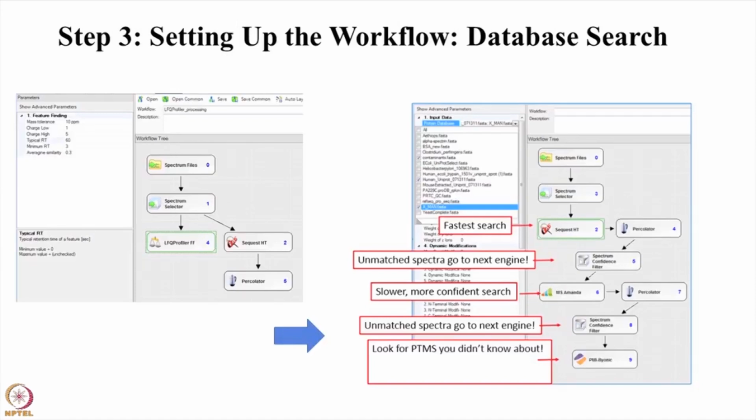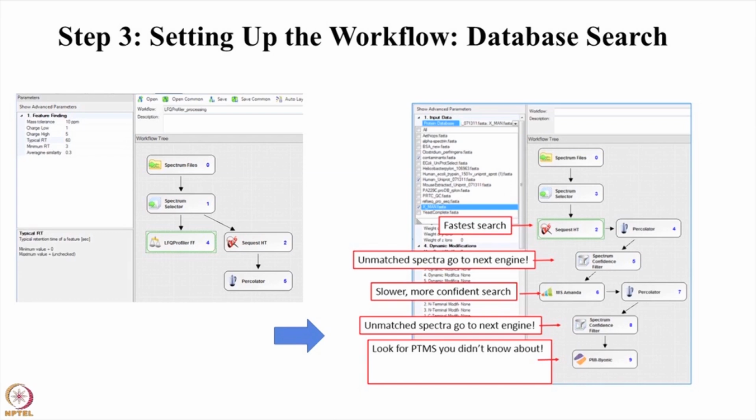So for the setting up of the workflow, first of all, we do the database search. As you can see here, we have used Sequest HT, and these are the steps that are followed. That is, you can annotate the parameters. For example, you have put a parameter of mass tolerance which is 10 ppm. Then you have used the charge states and then the retention time.